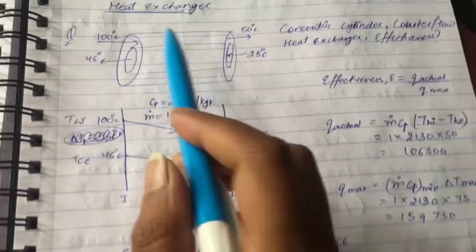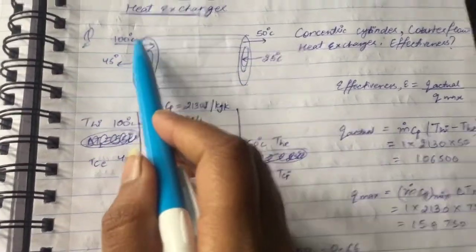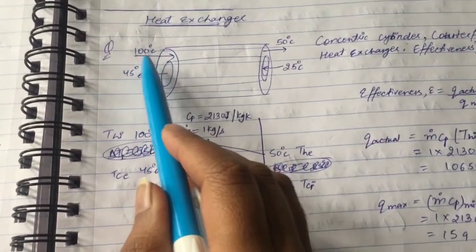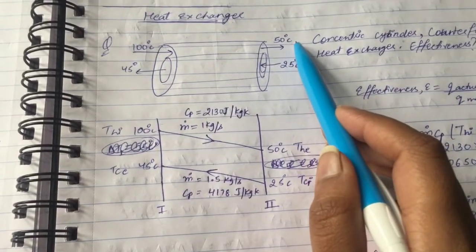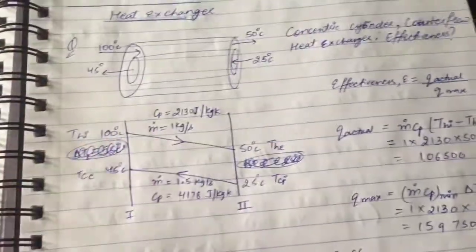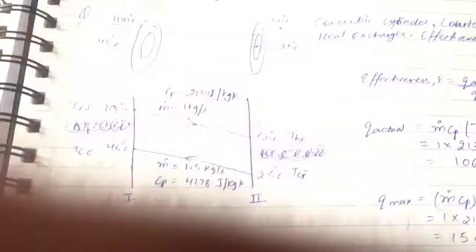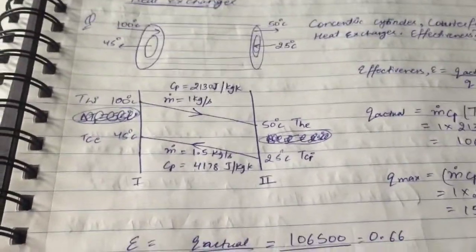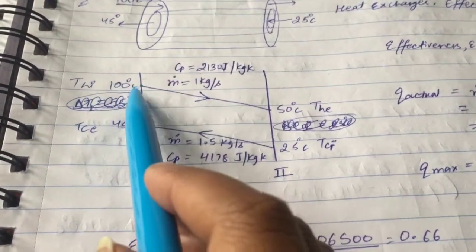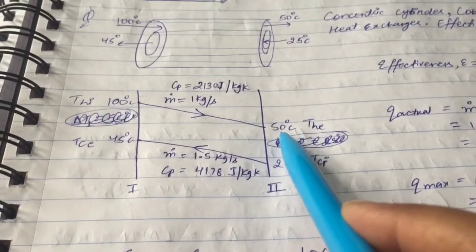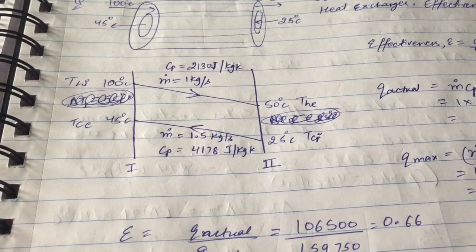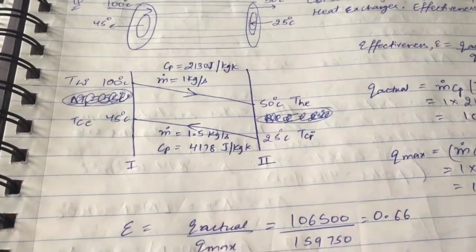So from this diagram, it is given that the hot fluid is passing through the outside surface and inlet temperature of hot fluid is 100 degrees Celsius, outlet is 50 degrees Celsius, and for cold fluid inlet is 25 and outlet is 45 degrees Celsius. So we have drawn this simple diagram to understand the question better. So inlet of hot fluid is 100 degrees Celsius and outlet is 50 degrees Celsius. Then for cold fluid inlet is 25 degrees Celsius and outlet is 45 degrees Celsius.